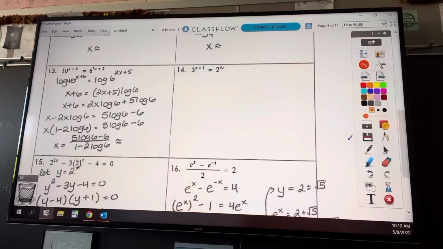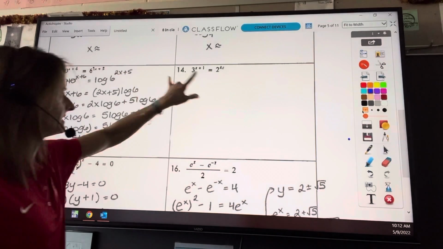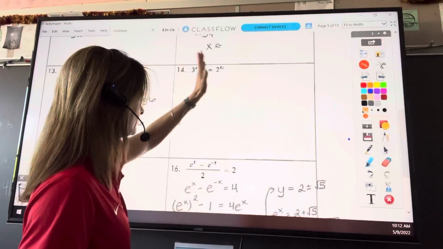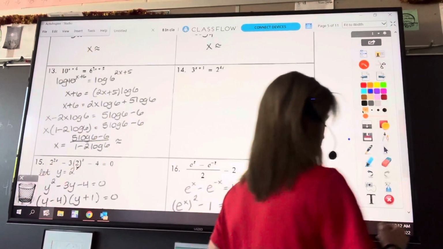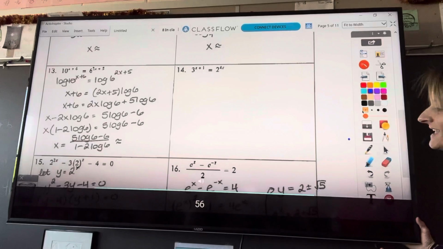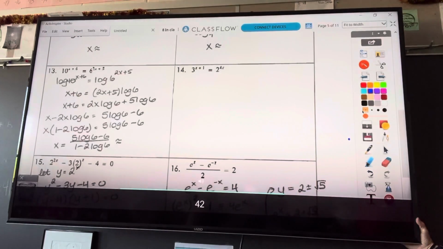All right, so we've got this equation. We've got two different bases. We can't really change the bases, the 3 and the 2, into the same base. If this was a 9, we could change that into 3 squared and then set the exponents equal to each other. We can't do that here, and our unknown is in the exponent.